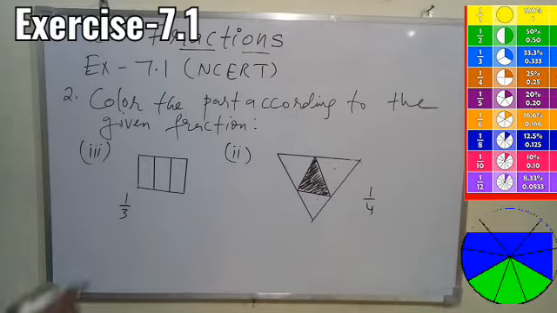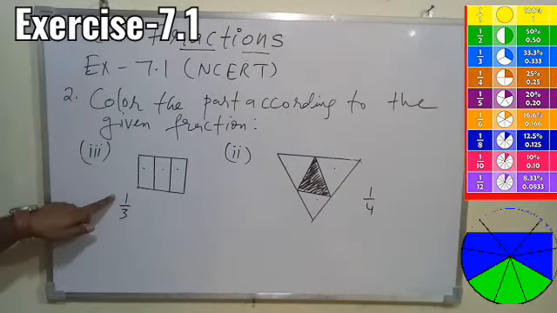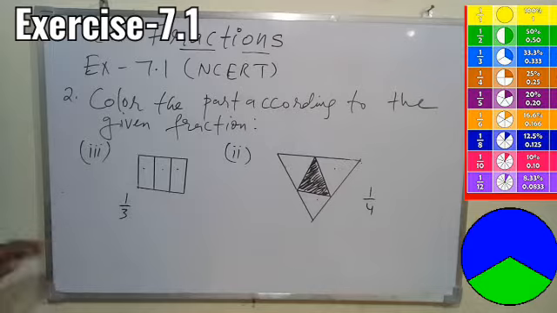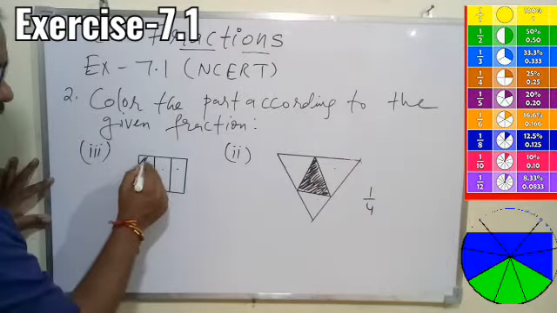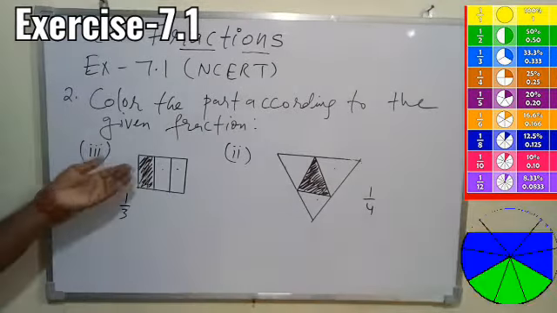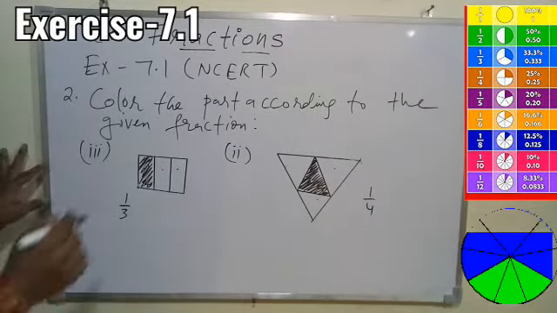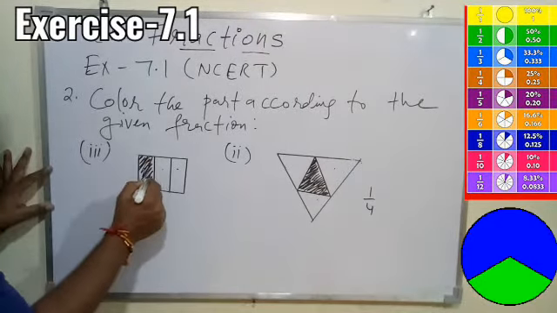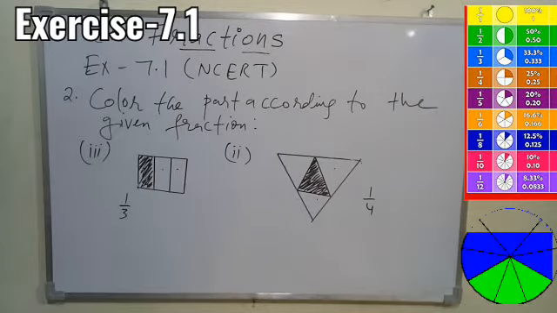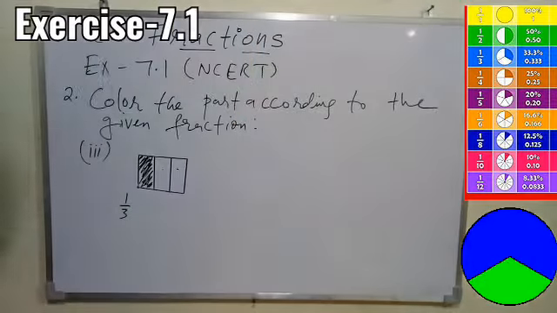So again you can see 1, 2, 3 blocks we have, and out of 3, 1 has to be colored according to the fraction given to you. So you can color any one. You must fill it properly with the color so that the entire space is covered. So you must take care of this one. Okay. So 1 out of 3, and let's try one more, and the rest you can try at home yourself.